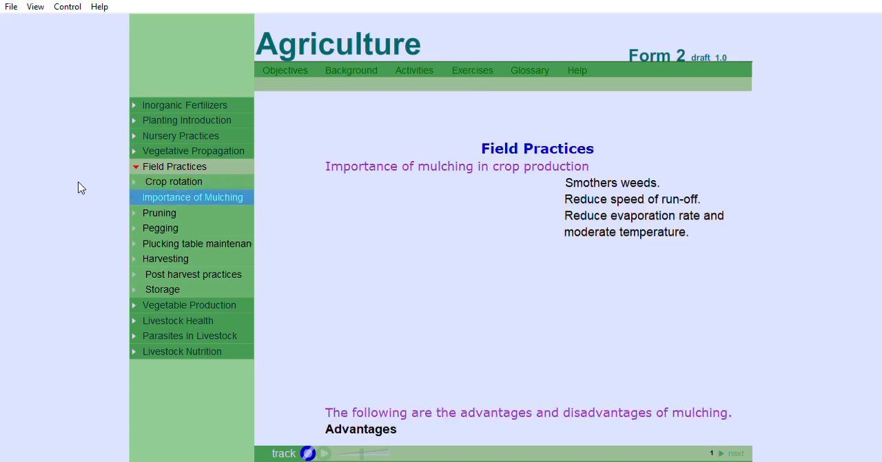Importance of mulching in crop production. It smothers weeds and reduces the speed of runoff.